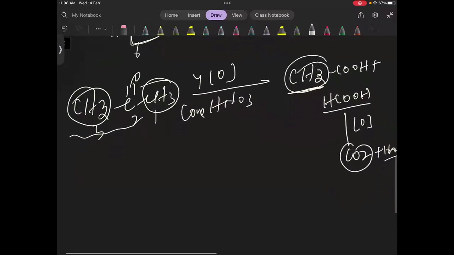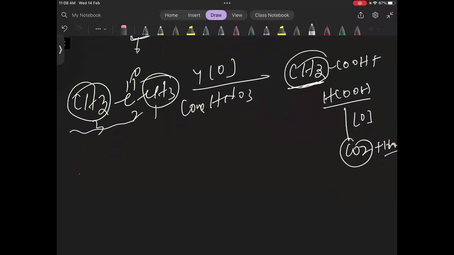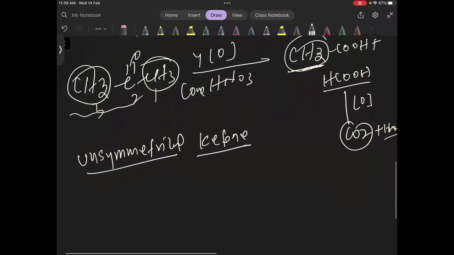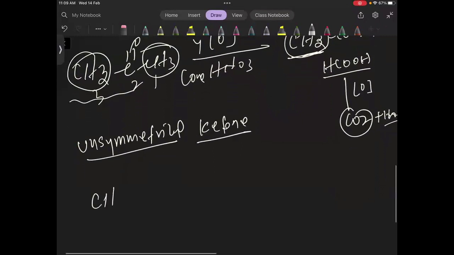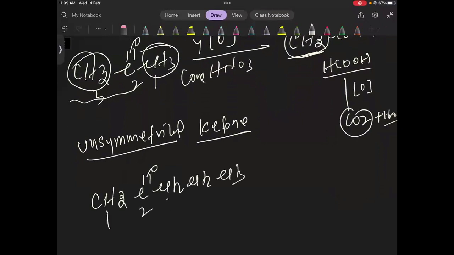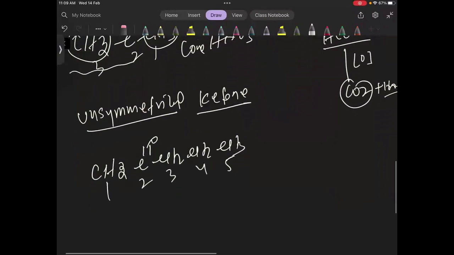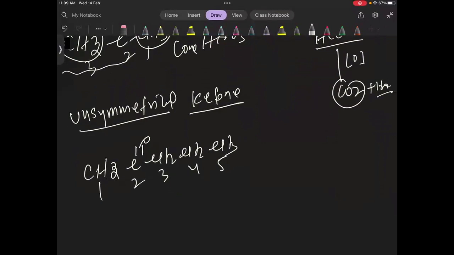Okay, now suppose we have an unsymmetrical ketone. Then in that case, what is going to happen? Students, suppose you have an unsymmetrical ketone like CH3COCH2CH2CH2CH3, 1, 2, 3, 4, 5, 6. So this is hexan-2-one. How will hexan-2-one be oxidized? Students, there are two cases.